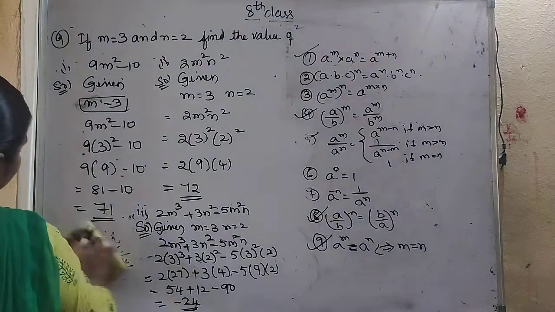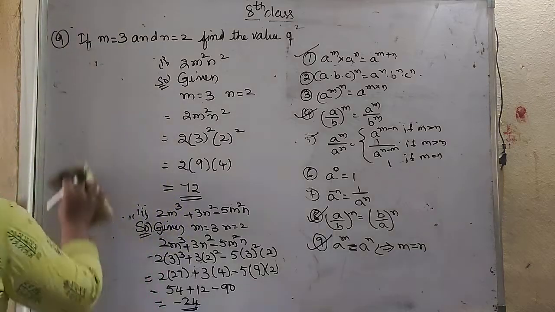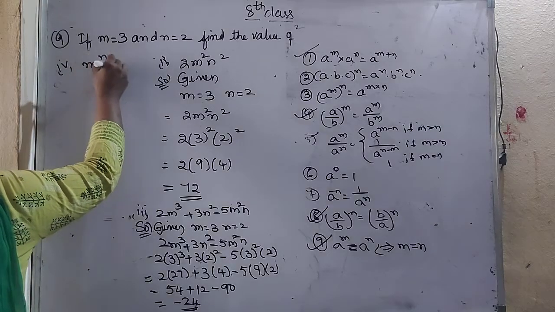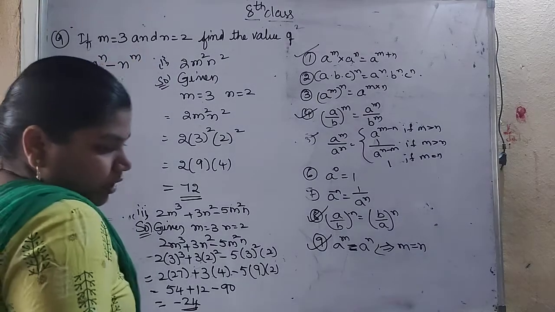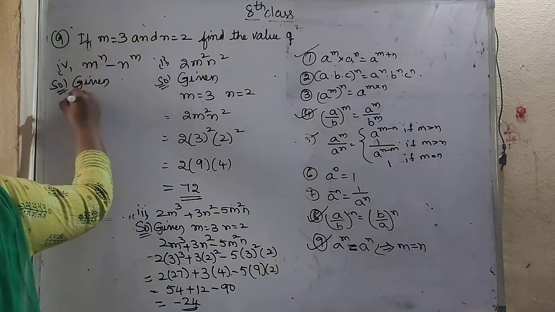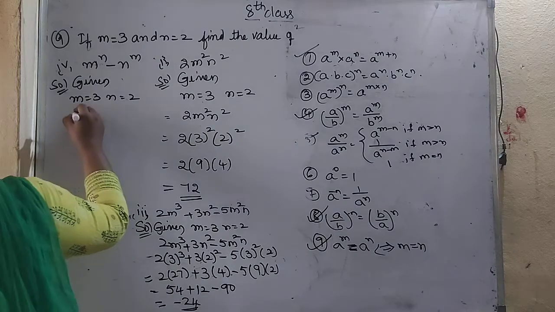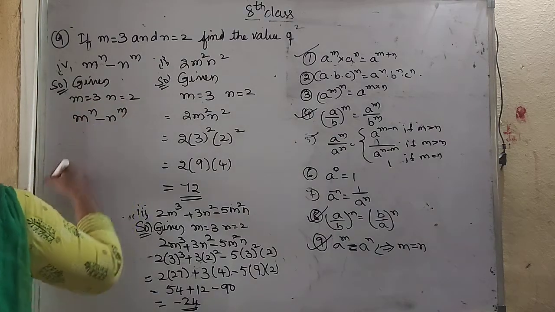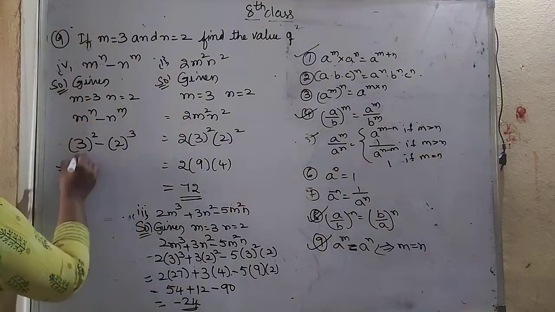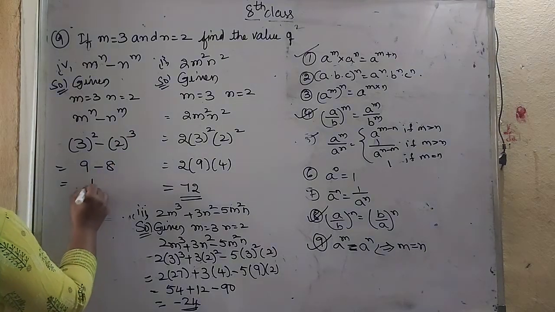And last one, fourth one now. Fourth one is m power n minus n power m. Okay, so we have to solve this. So here m value we know, given m value is 3, n value is 2. So just substitute in the expression, that is m power n minus n power m. m value is 3 power 2 minus 2 power 3. 3 square is 9 minus 2 cube is 8. So here 9 minus 8 will be 1.